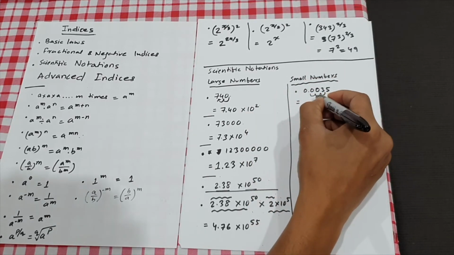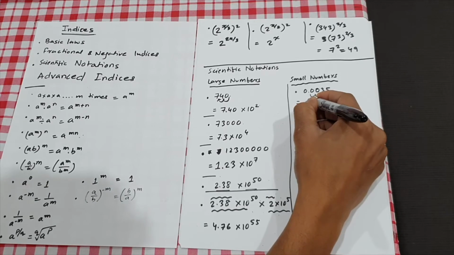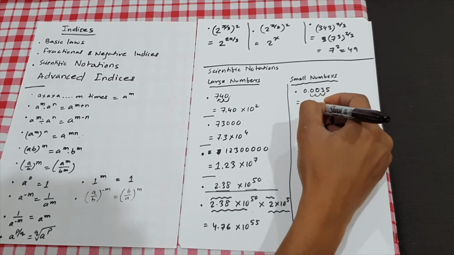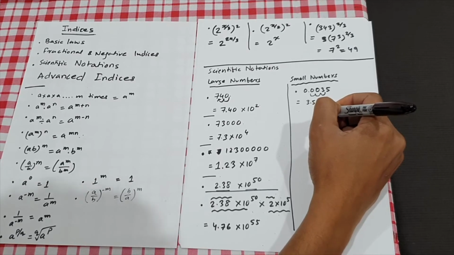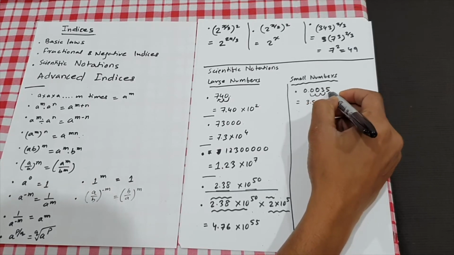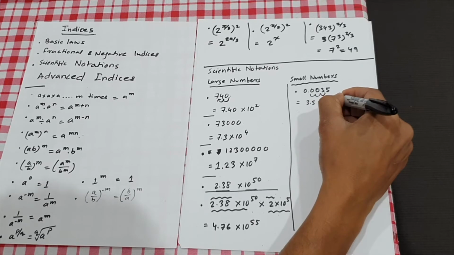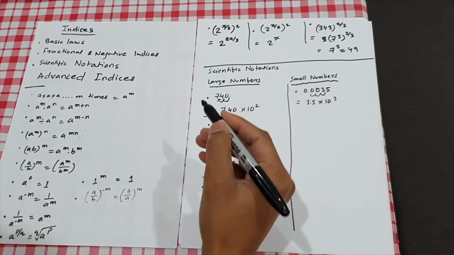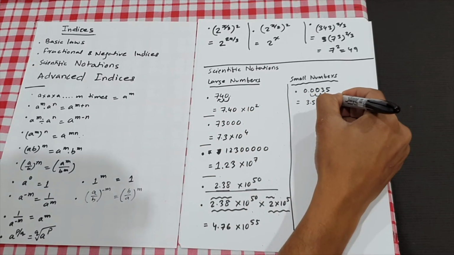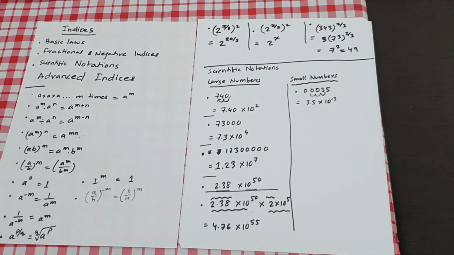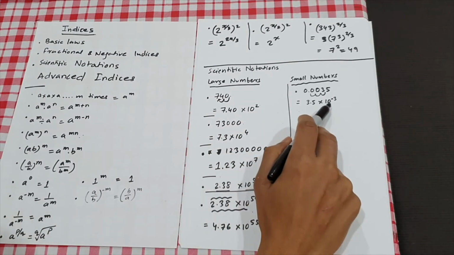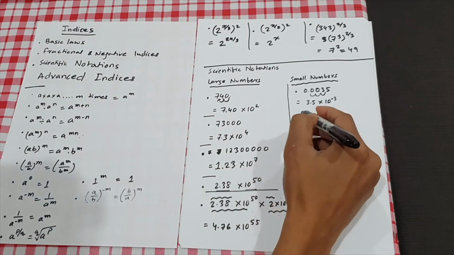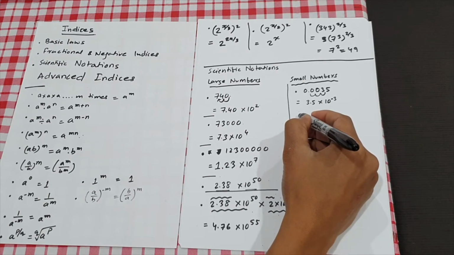So now the decimal is after 3, so we can write 3.5, and you have to write 10 to the power, because we have moved 3 times, you have to write 3. But remember, this is a small number, we are moving towards the right, and right movement will give you a negative index. The left movement on the large number gives us a positive index, the right movement gives us a negative index.